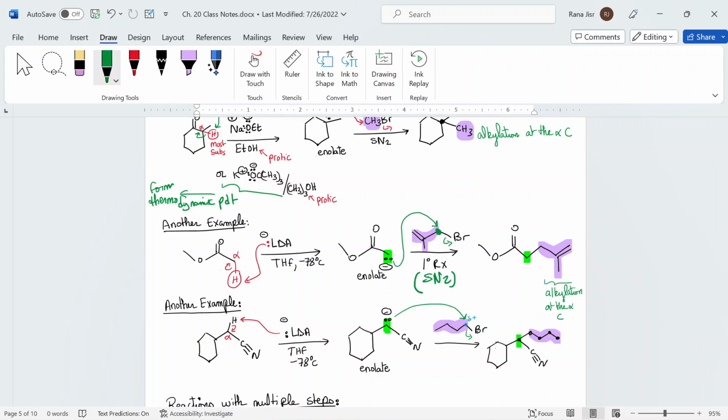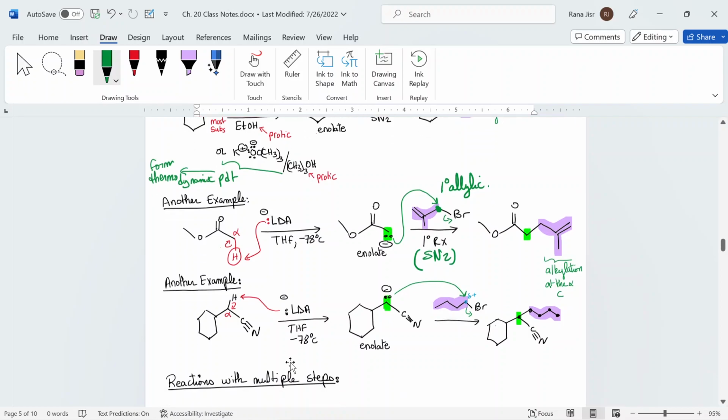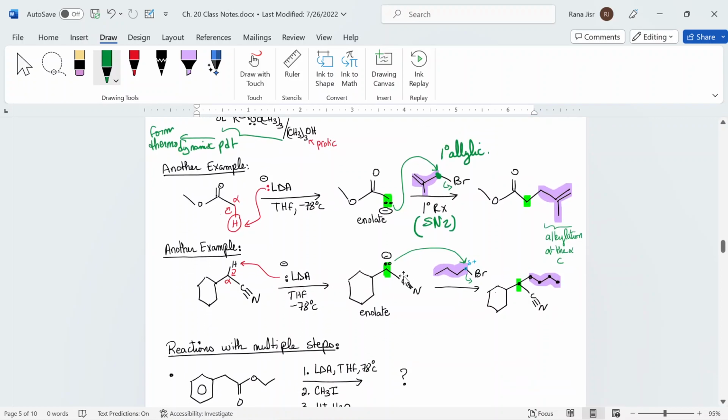This is a primary allylic alkyl halide. The reaction can work, and I am forming a bond between this carbon and this carbon, the rest of the molecule in there. This is another example in here. Again, you are alkylating at the alpha carbon, and you are adding an R group.